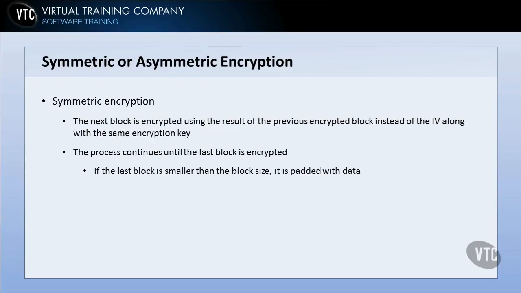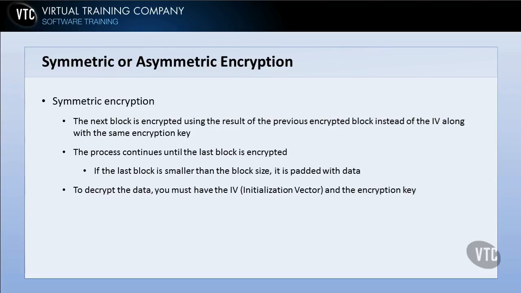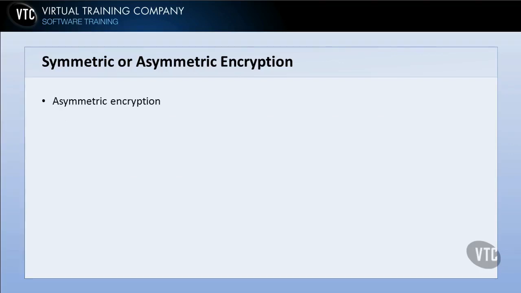So that's symmetric encryption. The main characteristic there, just remember that initialization vector, you'll see that in the code. But with symmetric, you're basically sharing the same key, and one key encrypts and decrypts the data. Now, to decrypt the data in symmetric encryption, you must have the IV, the initialization vector, and the encryption key to do that. Now, asymmetric encryption utilizes two keys, a public key and a private key.